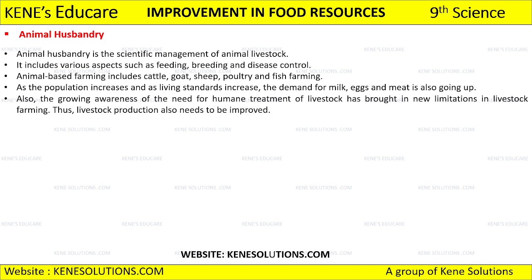Over here, animal-based farming is done under animal husbandry, which includes cattle, goats, sheep, poultry, and fish farming, right? As the population increases, the living standard of the people will increase, and ultimately the demand for milk, egg, and meat will also increase, right? I want you all to please go through it quickly.